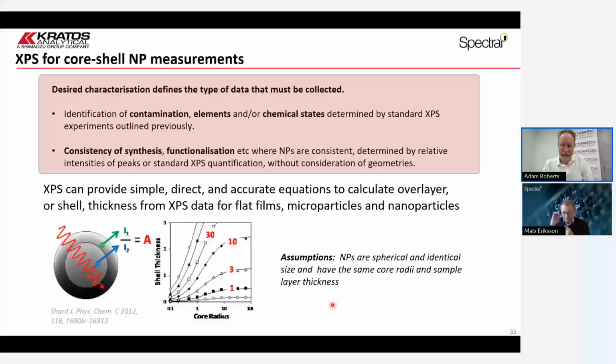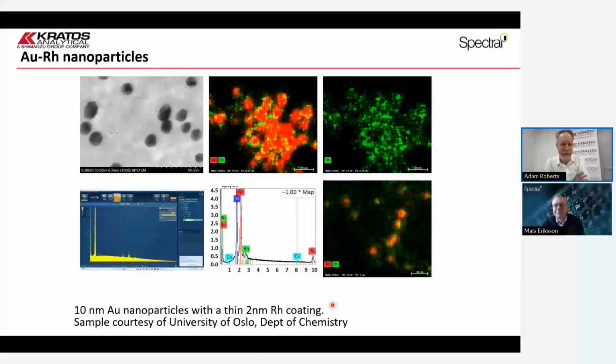So how does SEM EDX cope with nanoparticles, Matt? Yeah, I think of course there are both good and bad examples. I recently had a look at some rather small 10 nanometer gold nanoparticles with a thin 2 nanometer rhodium coating. This sample was provided by the University of Oslo Department of Chemistry, and it was interesting because here we can see that we are pushing the SEM envelope.